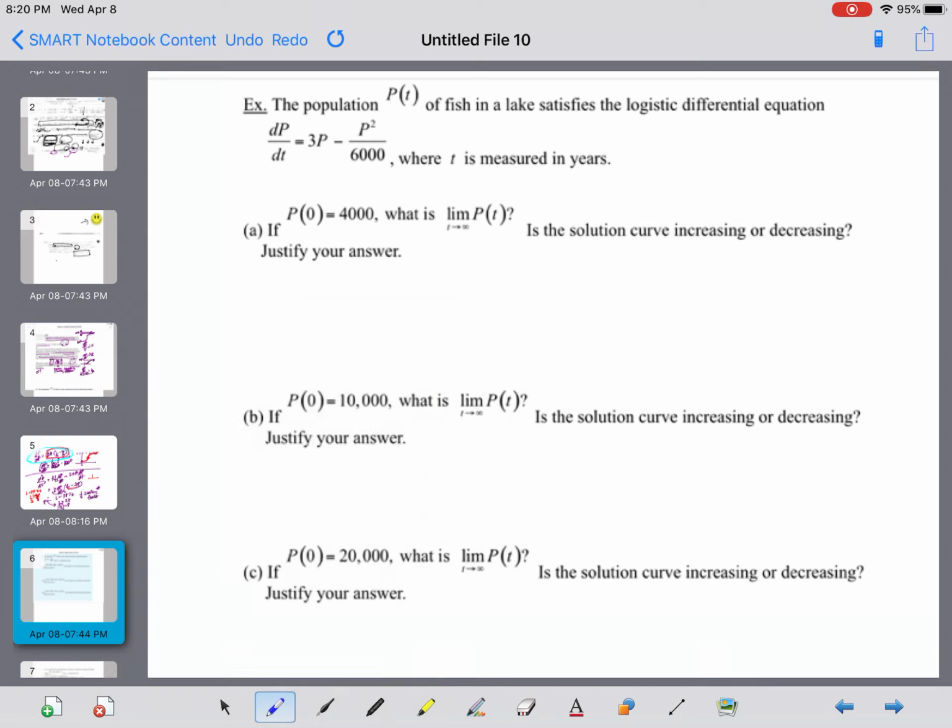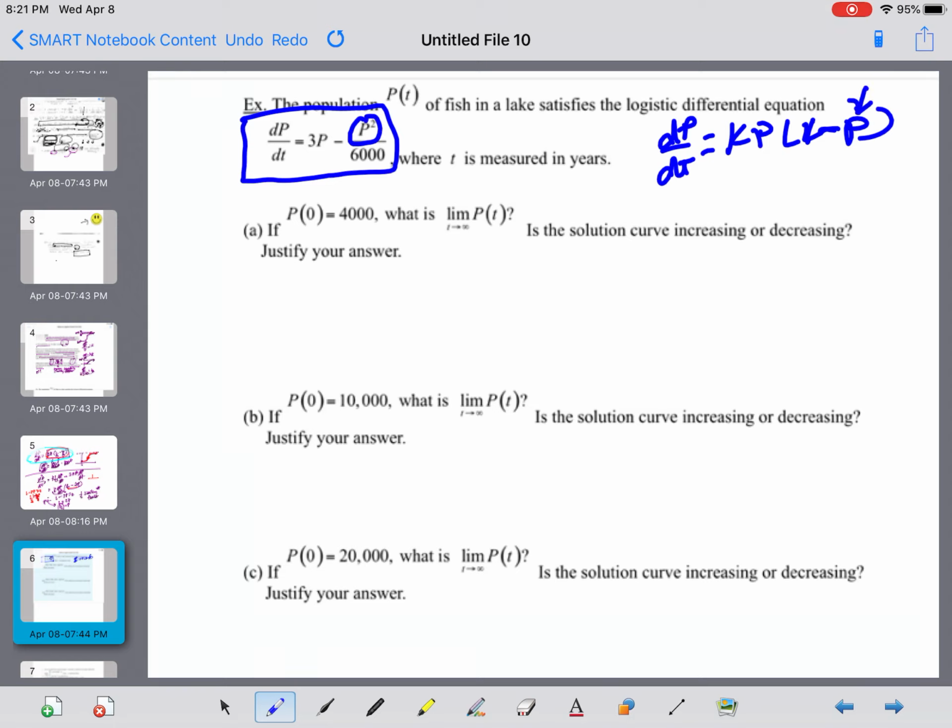All right, so here's the population of fish in a lake, P of T, satisfies the logistic differential equation, the derivative of the population, the rate of growth of the population right here. But I desperately want to get it into dP over dt equals Kp times L minus P. What you want is for this P to be by itself with no coefficient. So I've got to pull out the 1 over 6,000. I have dP over dt, and I'm going to pull out 1 over 6,000 P.